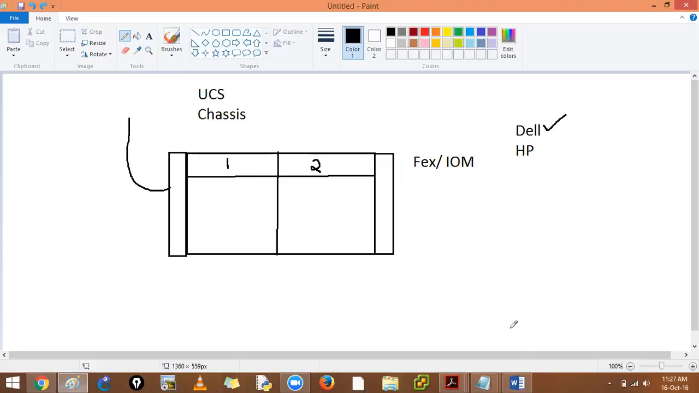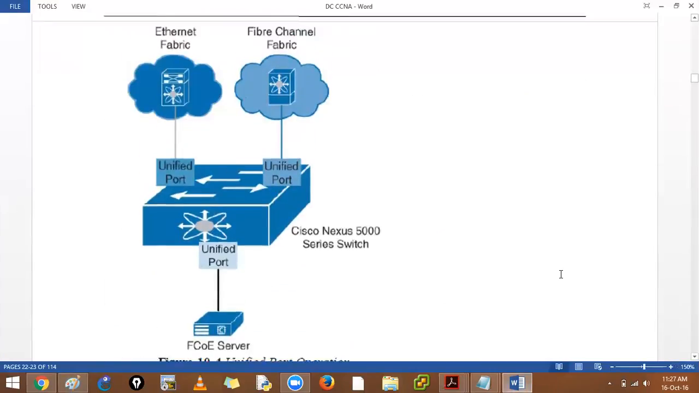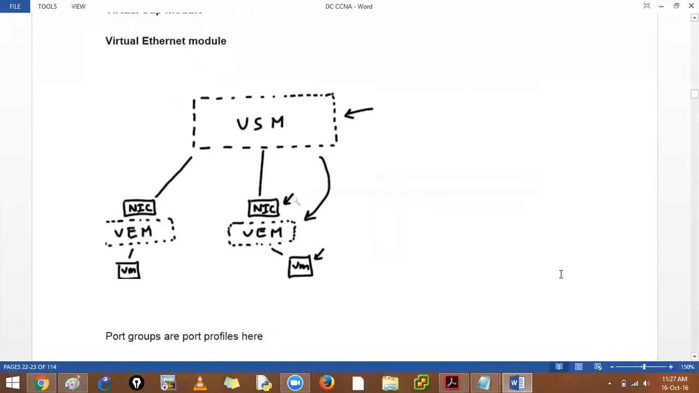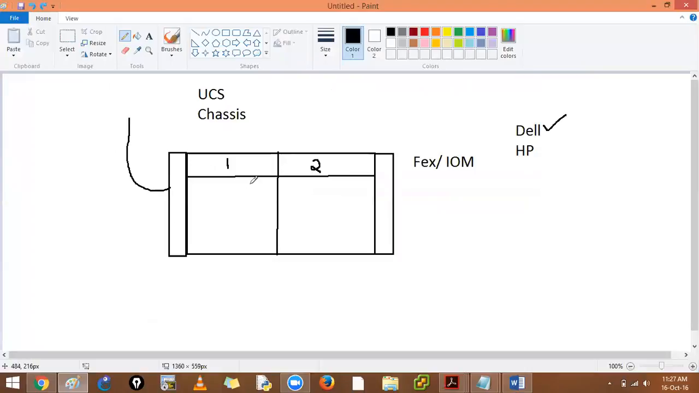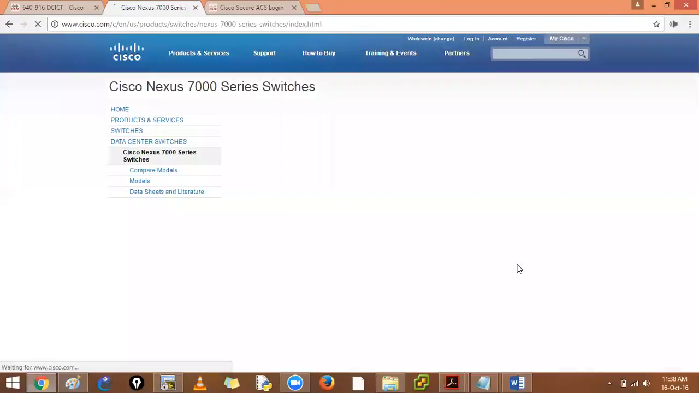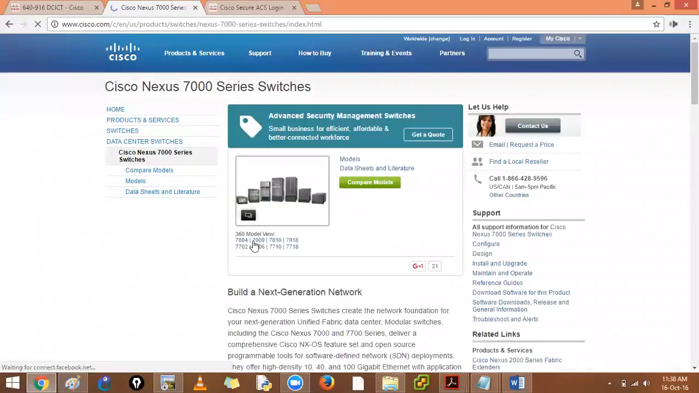So I'll show you UCS chassis also, because UCS chassis will have all your servers inside. So instead of having all those devices in there, I'll show you that when the time comes. Here, I'll show you, yes, all the physical components I have. I will show you all those devices. So let's see your 7000 series devices. What is in your 7000 series devices? See, these are your model numbers: 7004, 7009, 7010, 7018.